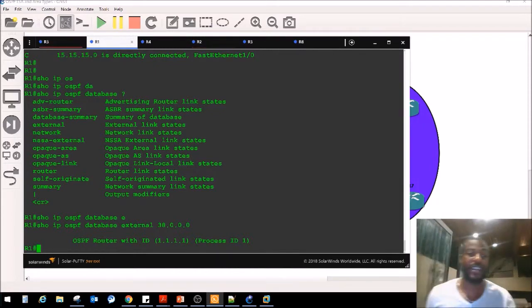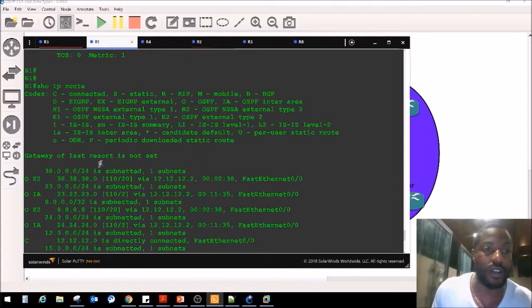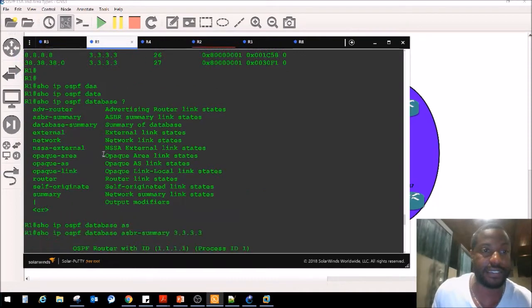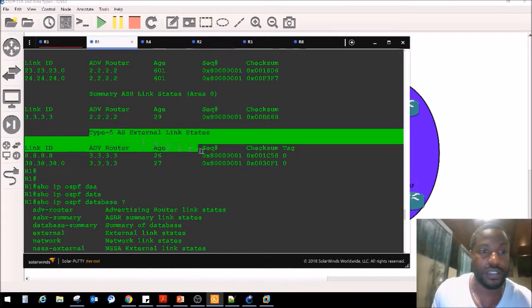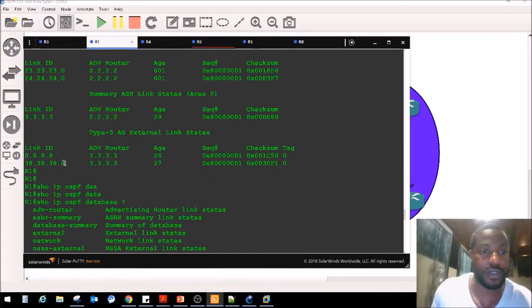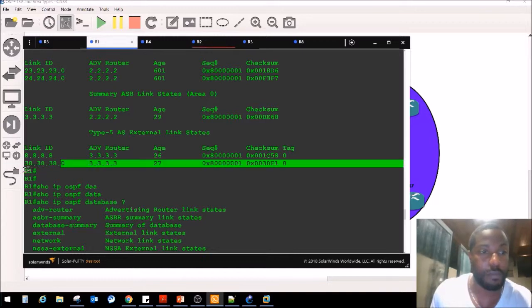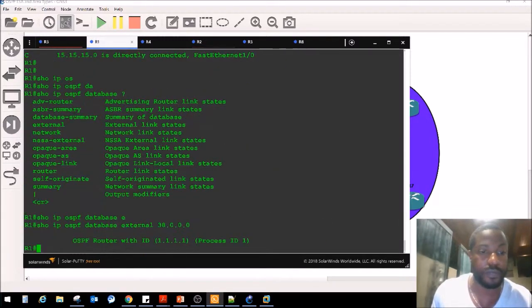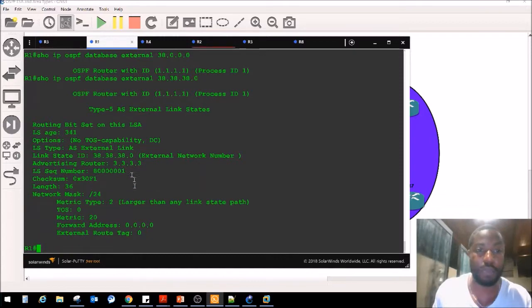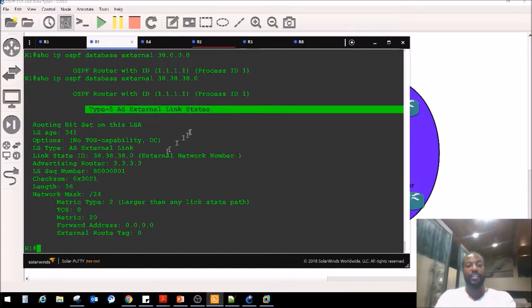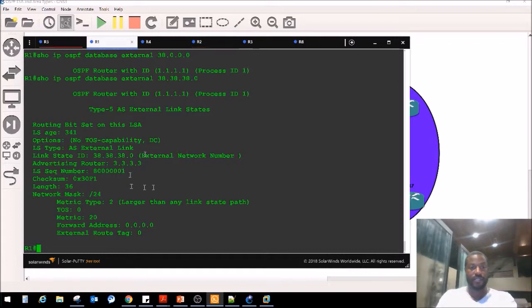That's y'all pop quiz for today. How do we get information about that type 5? I mean, we got the information about the type 5 like this. Oh, there it is right there, right? Yeah, that's the link state ID. We did that. Maybe that's what we need to do: network external, and then that is the network. That is probably it right there. Type 5 link state. That's what we were looking for. Perfect. That's how we broke it down.